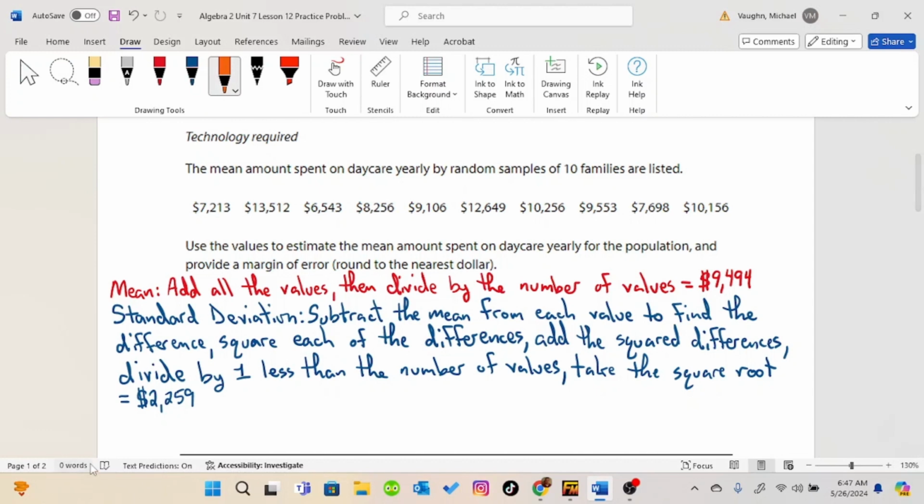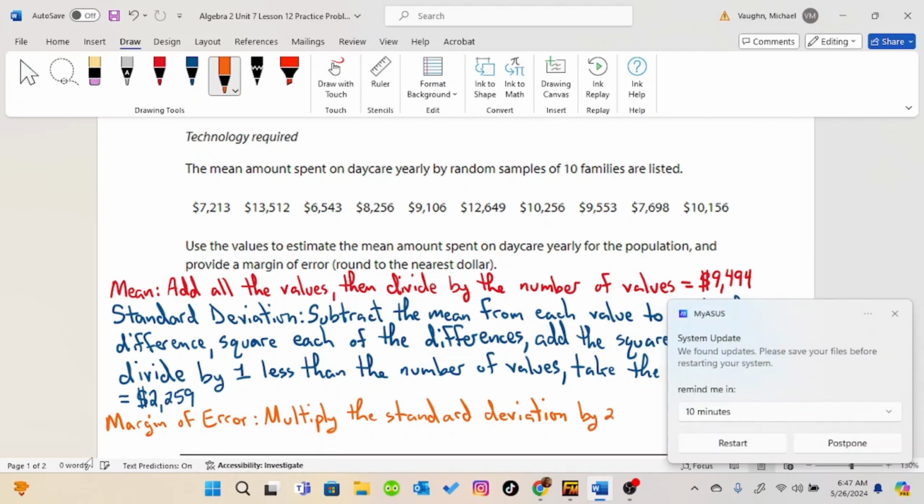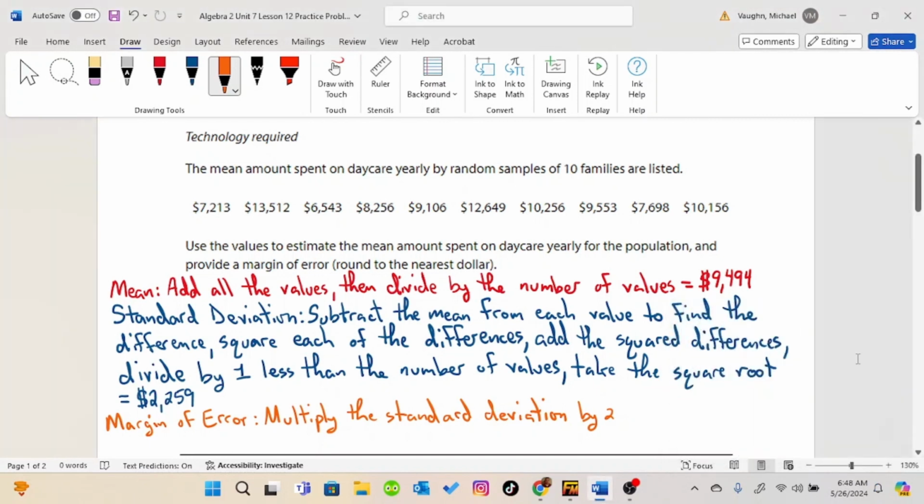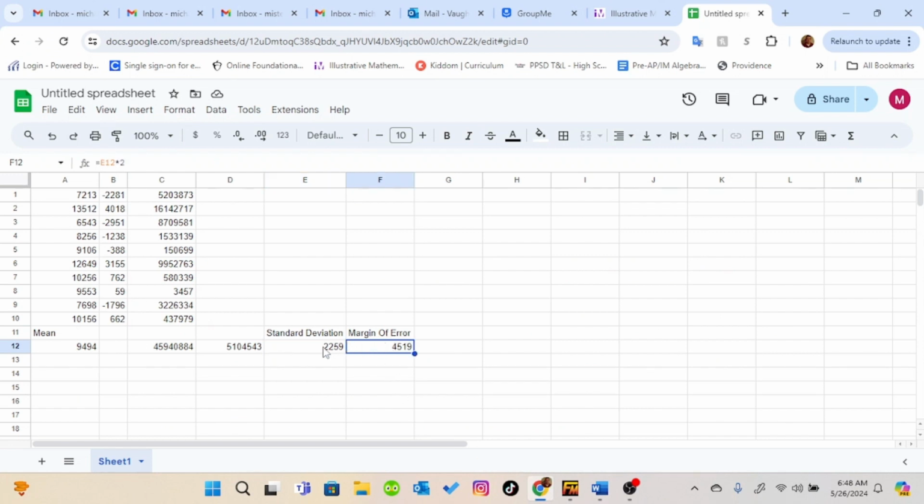And the last thing we needed to do was find the margin of error. We're going to multiply the standard deviation by 2. This way, we are within 2 standard deviations above and 2 standard deviations below. So if you look at the Google Sheets, this cell right here was the standard deviation multiplied by 2, and our margin of error is $4,519.